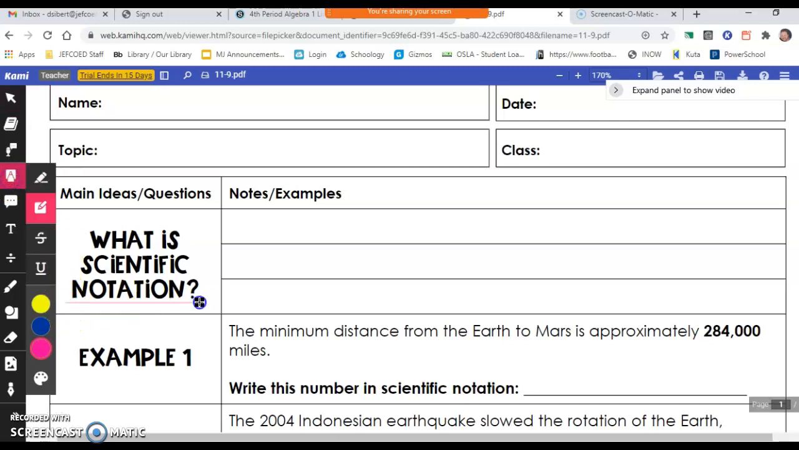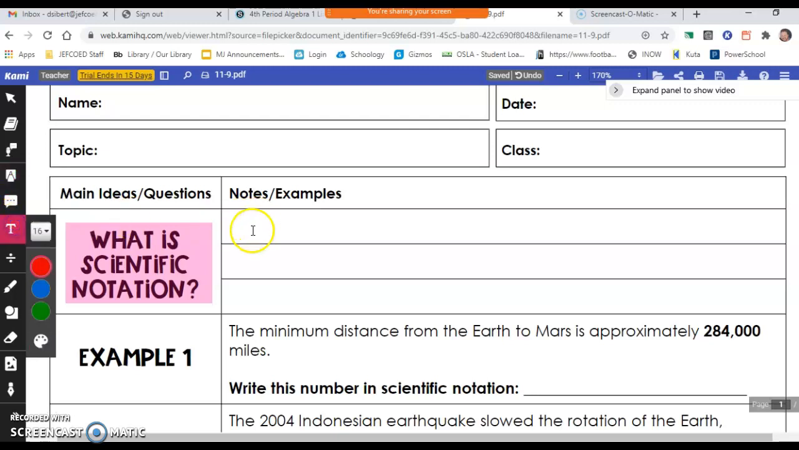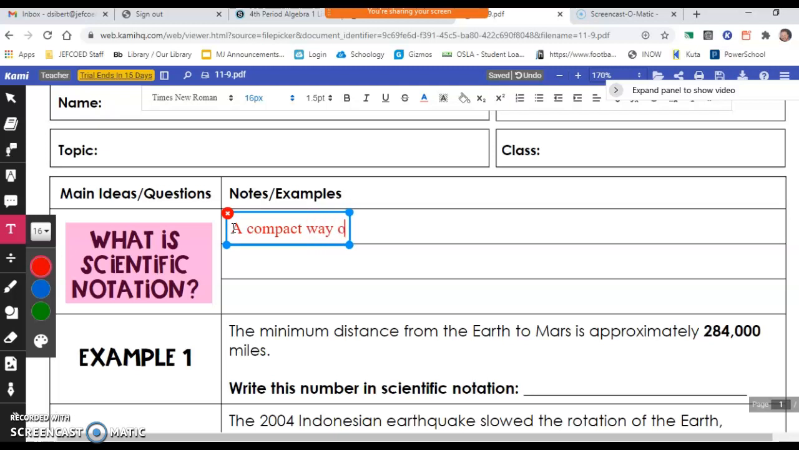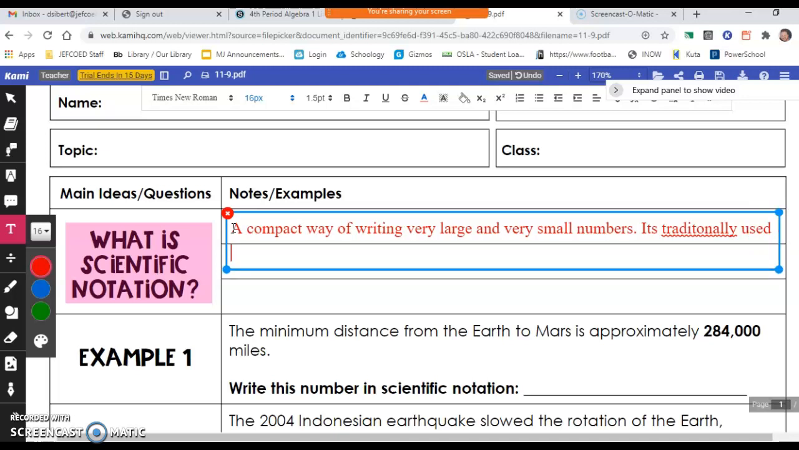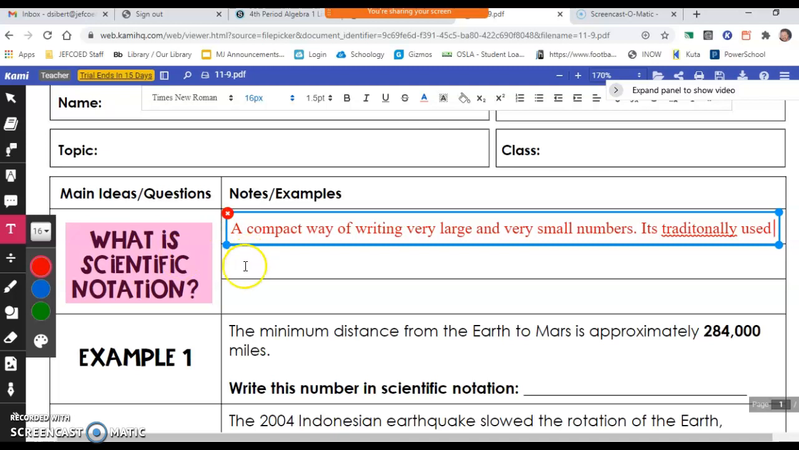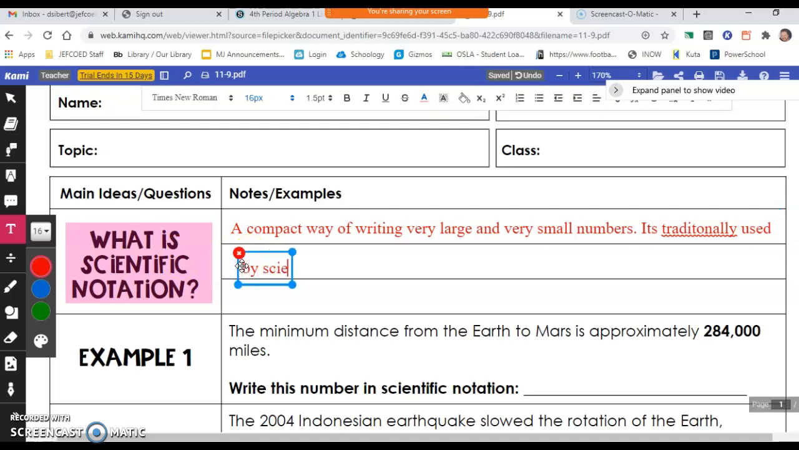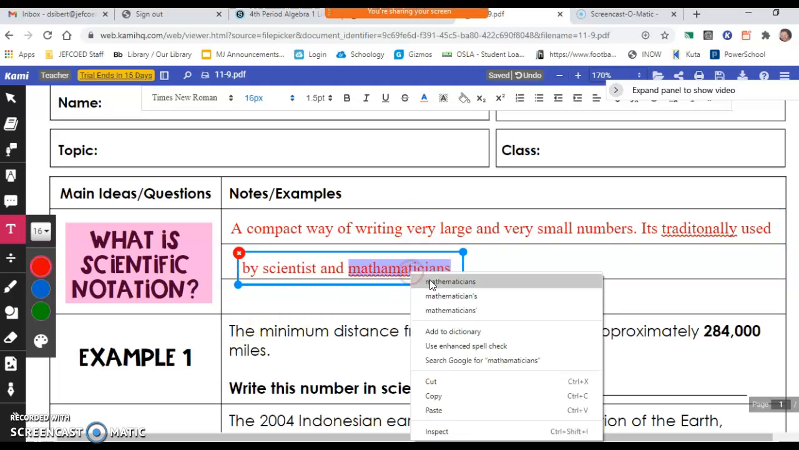We're going to look at what is scientific notation. Okay? Scientific notation, guys, it is a compact way of writing very large and very small numbers. It's traditionally used by scientists and mathematicians, and I'll correct those spellings.